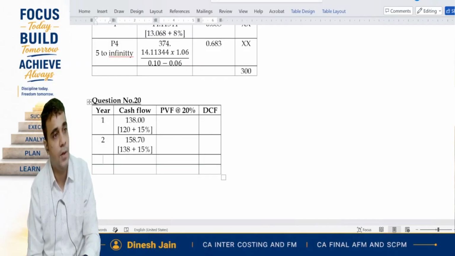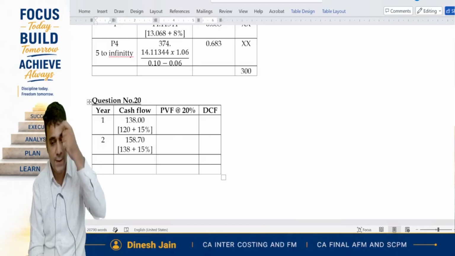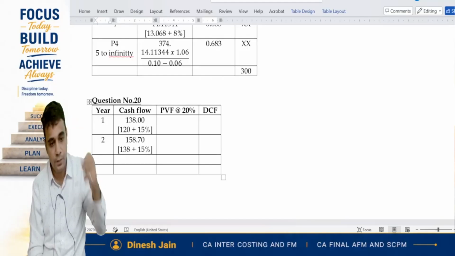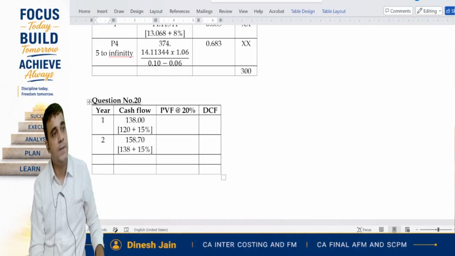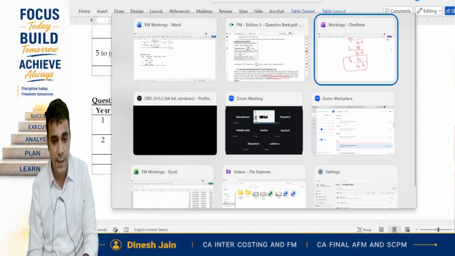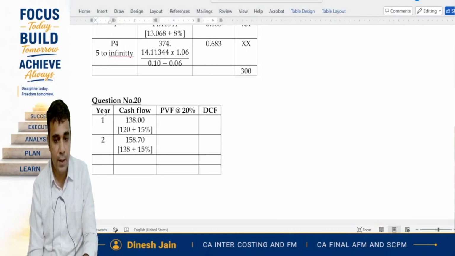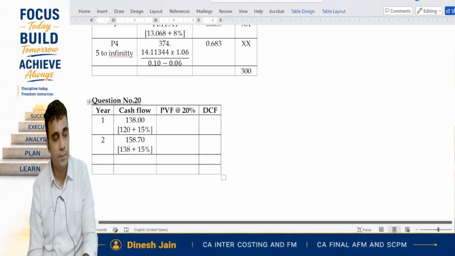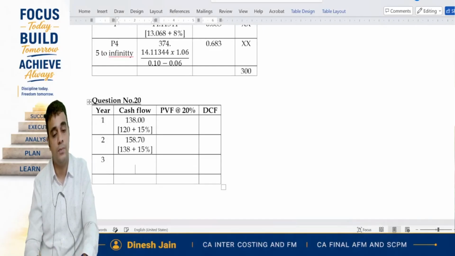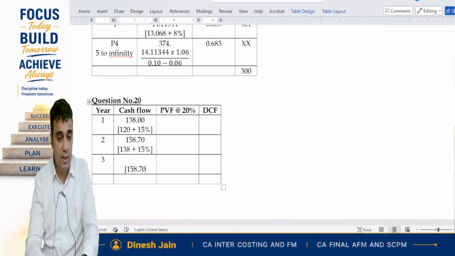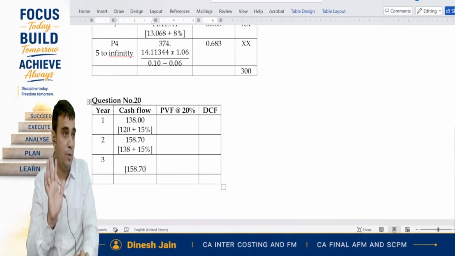158.70. 15% growth. Any doubts in this? Can we proceed? Year 3, what is the growth? Till you keep telling me 15, I'll have to keep doing it.